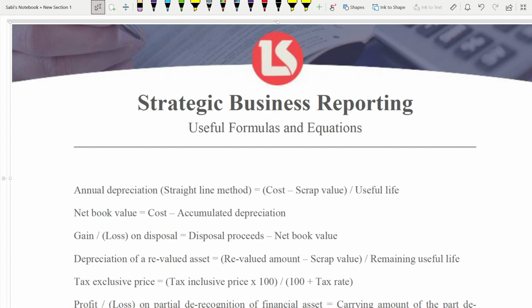So today I have come up with some useful formulas that you can remember and which will be very useful for you for strategic business reporting. And all the formulas are in one place. This I have collected from the Learn Signal. Okay. So let us go through some useful formulas for SBR.